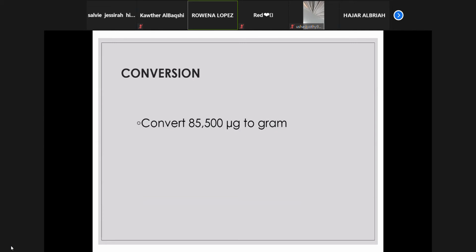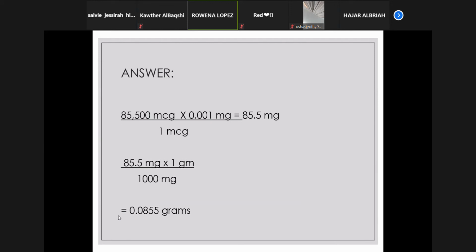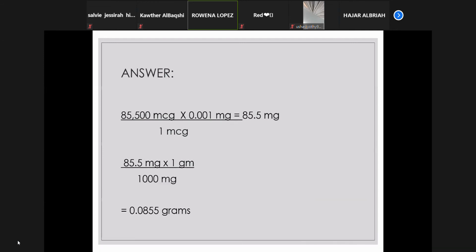Okay, Salvi, we'll see. 0.0855 grams. The first thing you have to do is, of course, you have your micrograms, and then 1 microgram is 0.001 milligram. That would become 85.5 milligrams over 1 microgram. So you will cancel microgram and microgram, then it will be 85.5 milligrams times 1 gram. 1 gram is equivalent to 1,000. That gives you 0.0855 grams. So Salvi, congratulations.